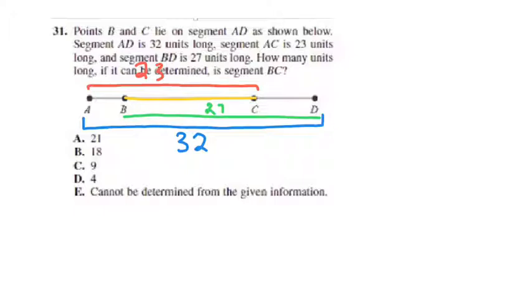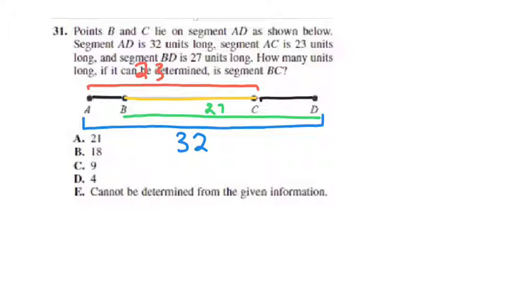Alright, so the whole thing is 32 in blue. The red and the green pieces are overlapping. So we need to get rid of that overlapping piece so we can figure out what these small pieces are here from A to B and C to D. If I can get rid of that overlapping piece and just figure out what those small pieces are, I can add all three pieces together and get the whole thing.